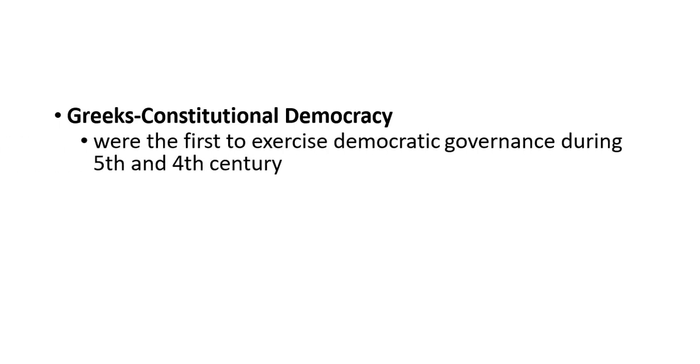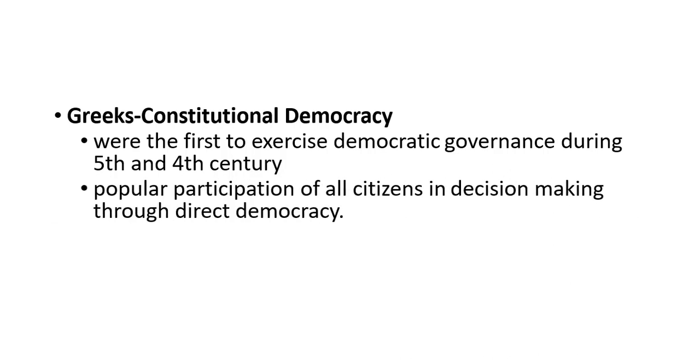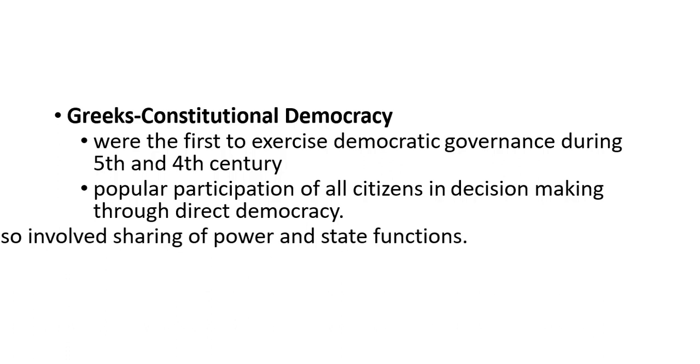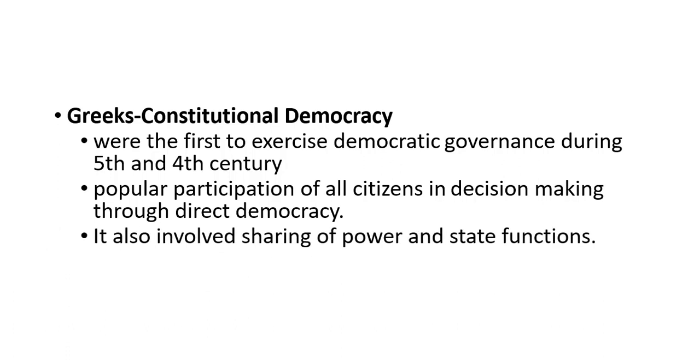The Greeks were the first to exercise democratic governance during the 5th and 4th century. They developed a fully constitutional political civilization. The constitutional idea of the Greeks includes popular participation of all citizens in decision-making through direct democracy. There was no possibility for political power to be held in the hands of the few. It also involved a sharing of power and state functions. Moreover, the system also included a mechanism of limiting the power of the office holder.